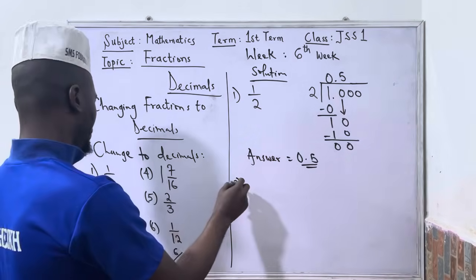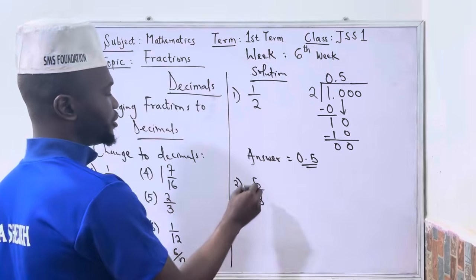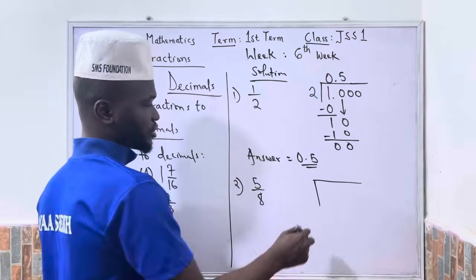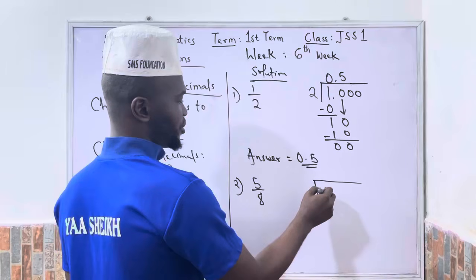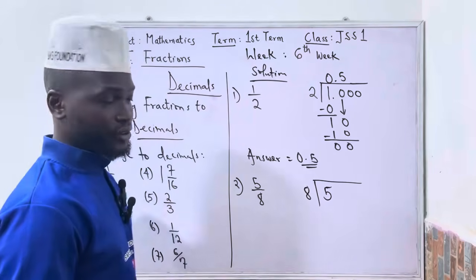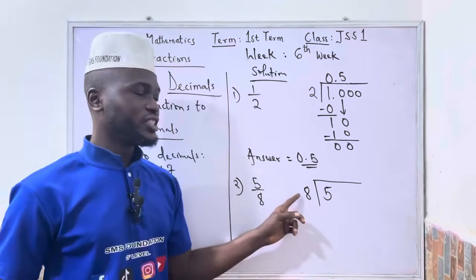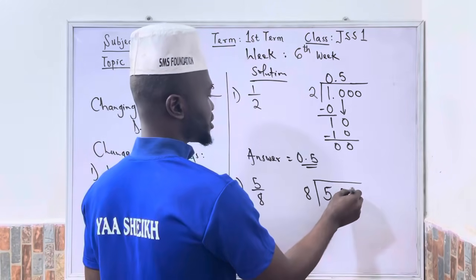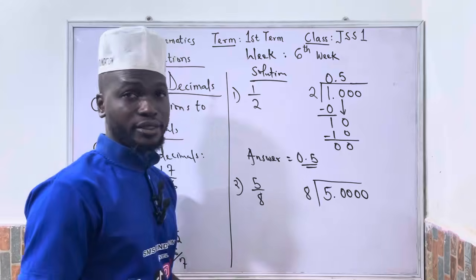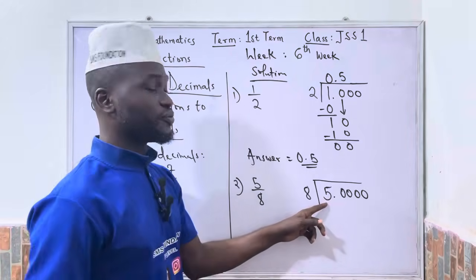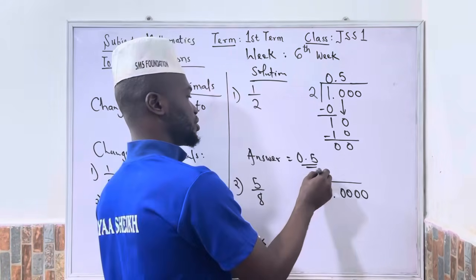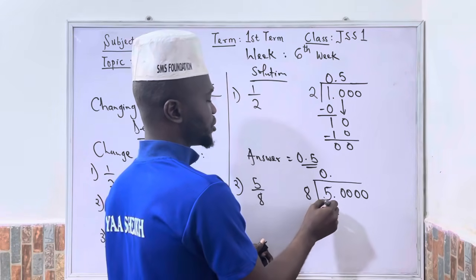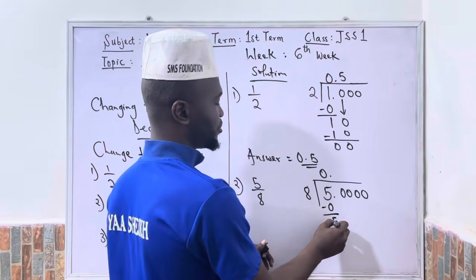Number 2. We have 5/8. So all I need to do is to draw my division box. I'm going to put 5 here and then 8 here. All right. So always put what you are dividing with outside. So this will be 5 point. You can put any amount of 0 that you like. Now, how many 8 can we get from 5? That's impossible. Put 0 point. 8 times 0, that will give me 0. Now, let's subtract. 5 minus 0, that will give me 5.